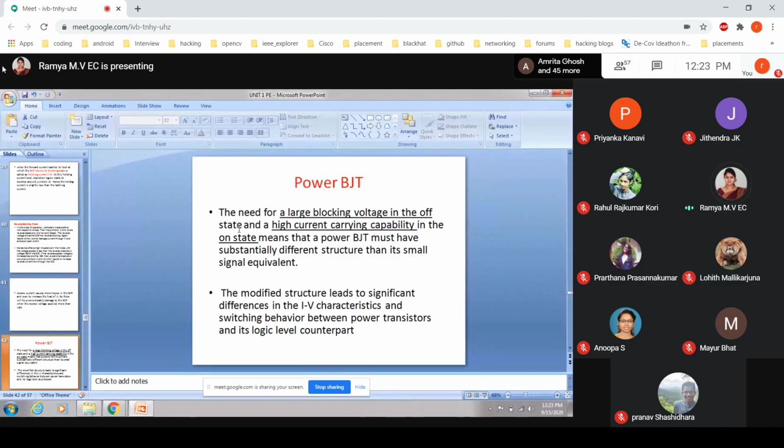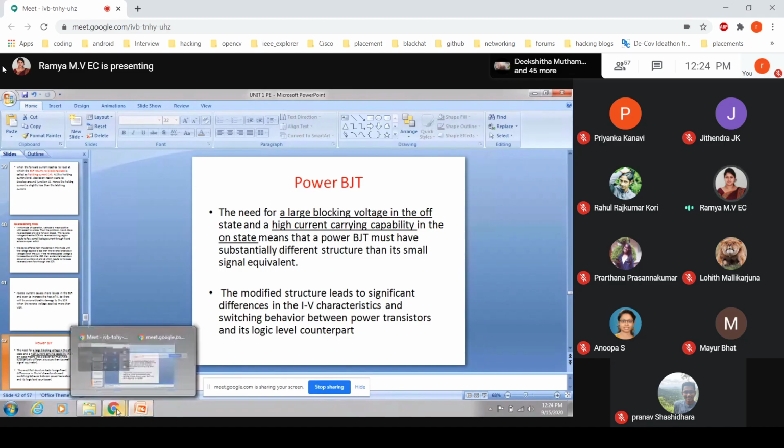Here also the same thing. If I come to the structure of the BJT, it should block large voltages, the large leakage voltages, in the off state, and it should handle high current whenever it is in the on condition. So the structure will be different. The modified structure leads to a significant difference in the IV characteristics, that is, the VI characteristics, and the switching behavior between the power transistor and its logic level counterpart.